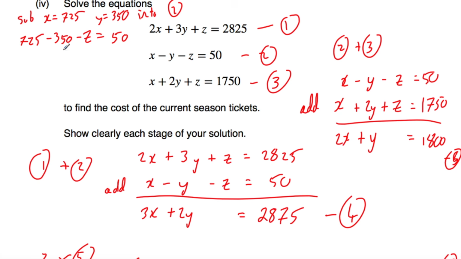So if I substitute these into equation 2, we'd have 725 minus 350 minus z equals 50. 725 minus 350 would be equal to 375 minus z equals 50. Here we need to find out what z is. Well, we can add z to both sides and take away 50 and get that z is equal to 325. We can just look at it and say z would be 325. So that means the cost of a pensioner season ticket is £325.